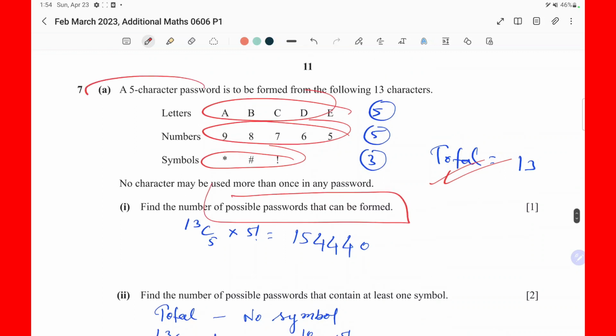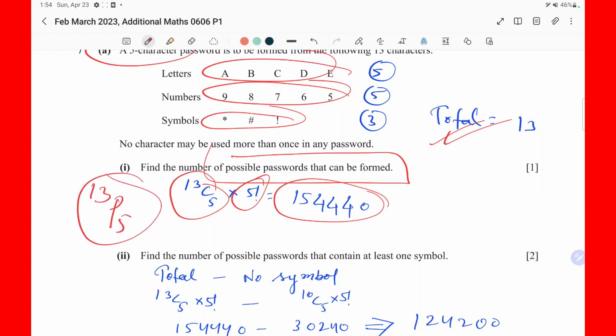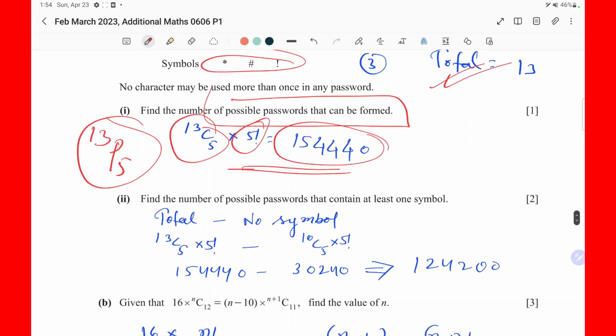So 5-character password out of 13. Just select any 5 characters. So 13C5, I selected any 5 characters, but I have to arrange them on a line as well. So 13C5 times 5 factorial, that is 154440. Or you can write 13P5 permutation directly. Still you will get the same answer. Now come to the next question.